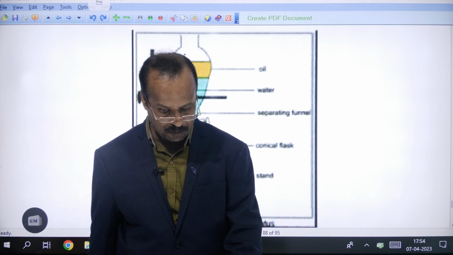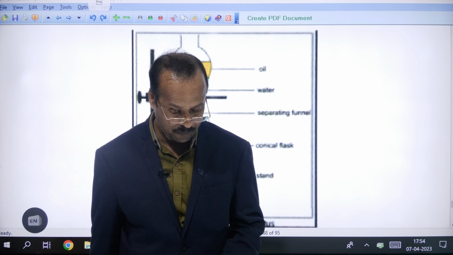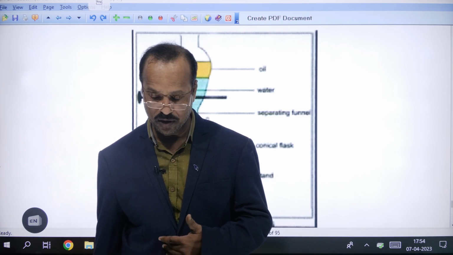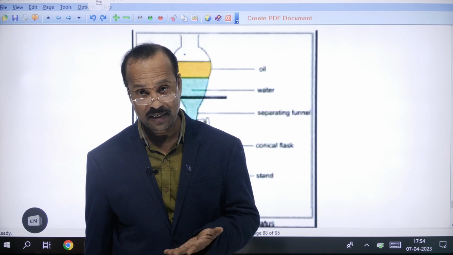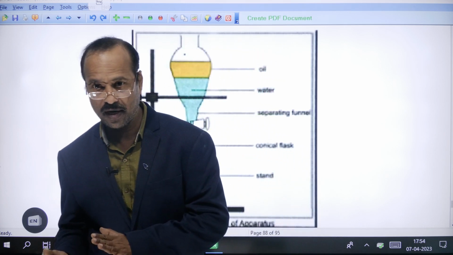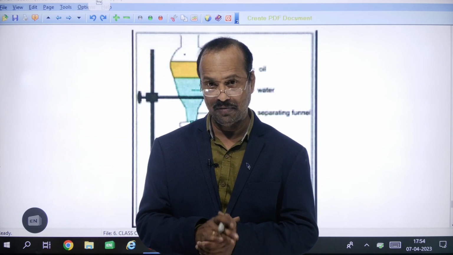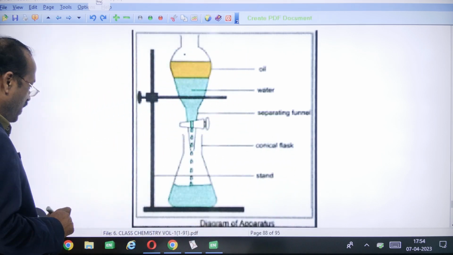So what can we separate by using this one? We can separate petrol and water, vegetable oil and water, kerosene and water, chloroform and water, mercury and water, benzene, like this. So many things we can separate whose densities are different and which are immiscible. Is this clear? So that is about the separating funnel.